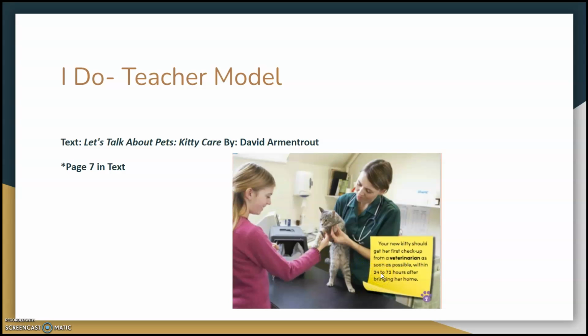So based on all of those observations, I'm going to ask myself, why did the author choose to put this picture in the text? I'm going to make a prediction and say it's because they want to let kids know that it's important to take your cat to the vet to make sure that they're okay, that their health is okay. So I'm going to say that's why the author chose to use this picture. So that's how you would model the strategy.